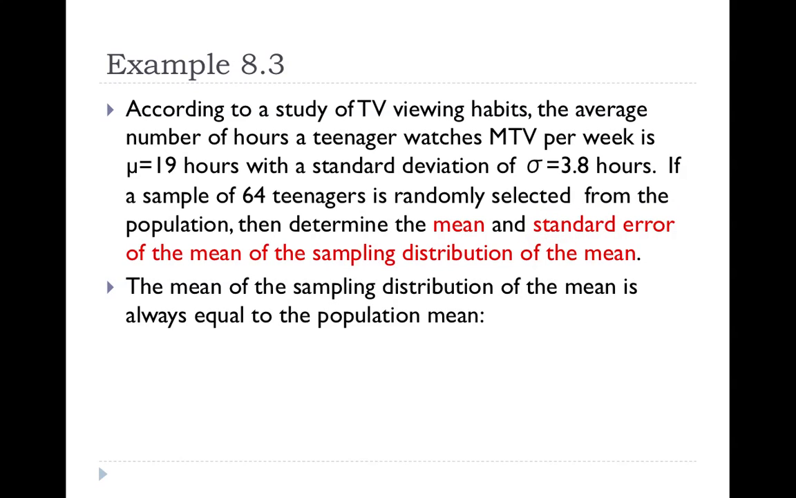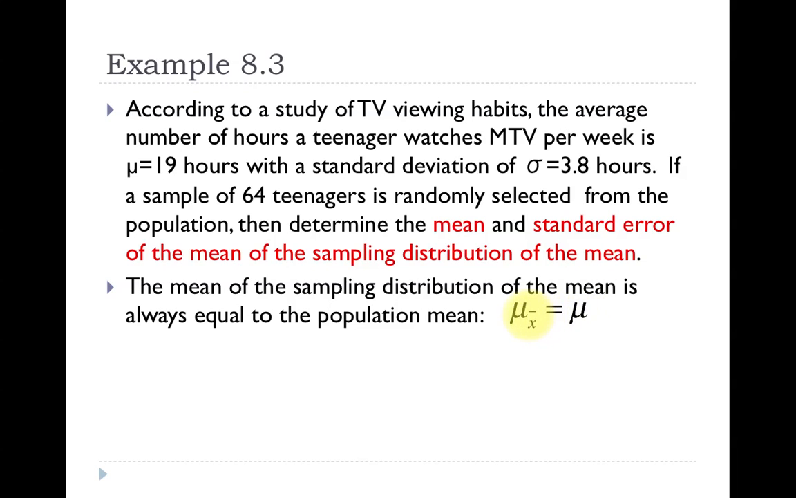The mean of the sampling distribution of the means is always equal to the population mean. So we always have this relationship. Mu sub x bar is always equal to mu, no matter what. And we saw this earlier. If you added up all the column that represented the sampling distribution of means and divided by the total, we got 68, which was the same exact number that we got for the population mean.